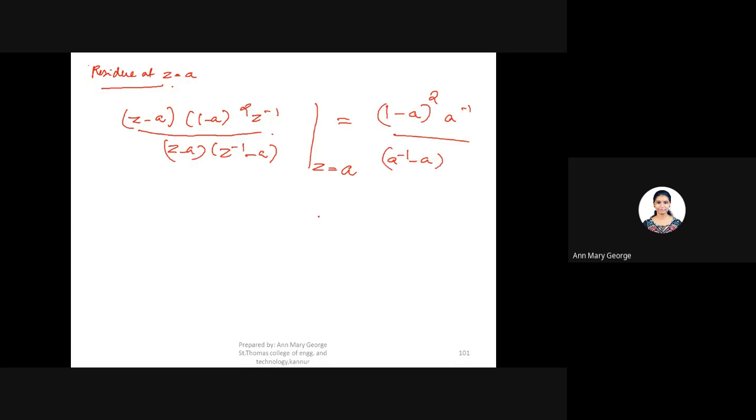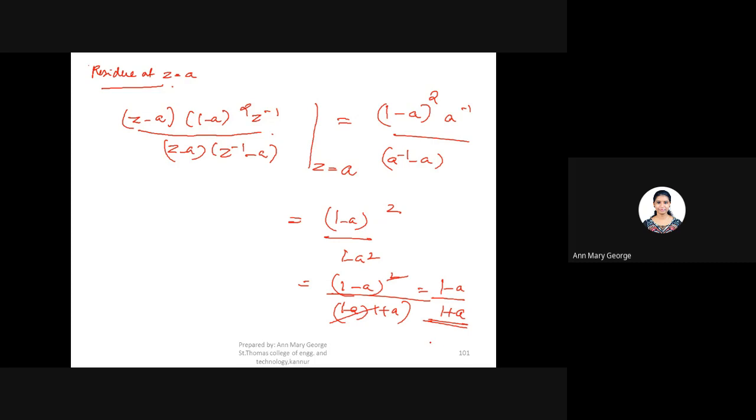This can be again written as 1 minus a square, we are just evaluating. Split this 1 minus a square as 1 minus a the whole square by 1 minus a into 1 plus a. You can cancel out this term and write it as 1 minus a by 1 plus a.